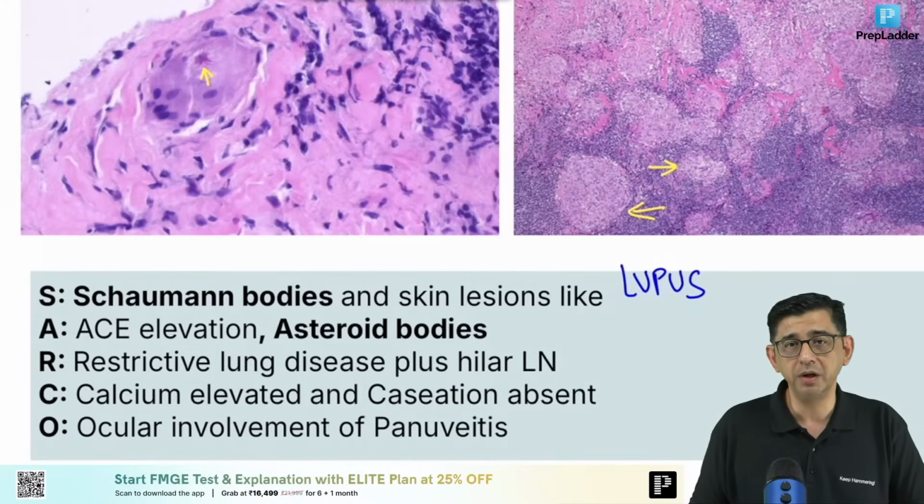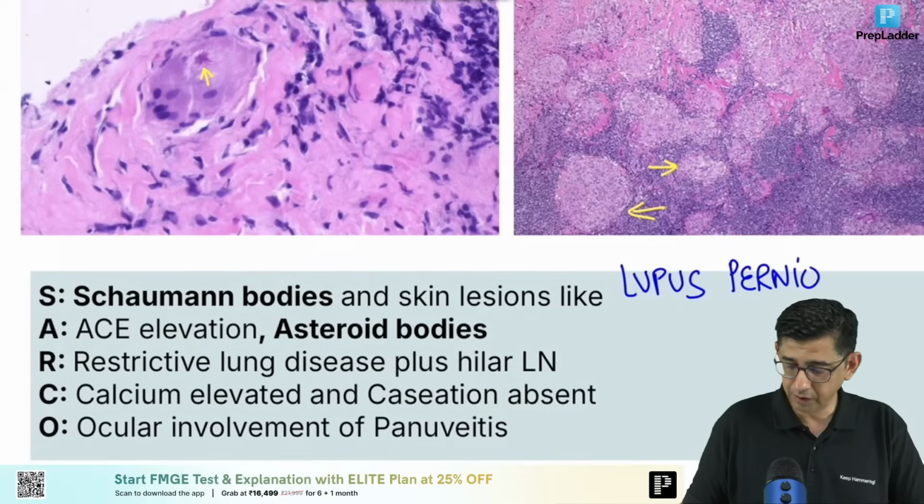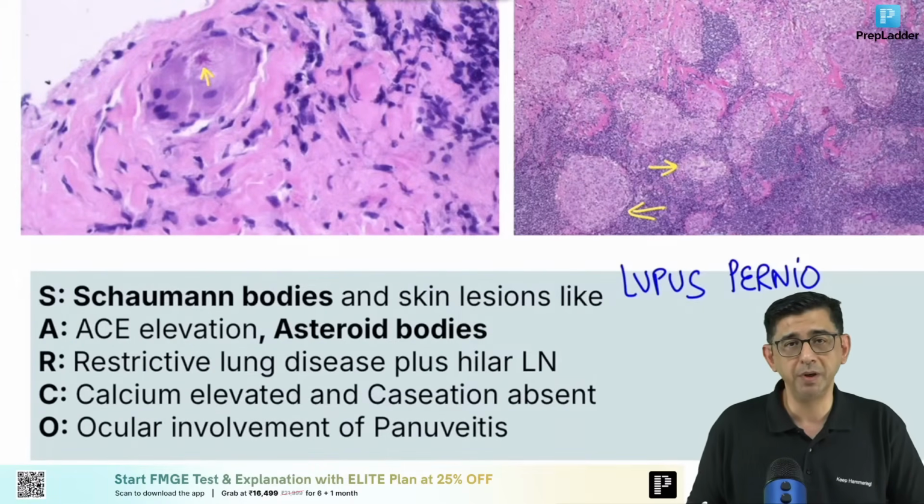There are Schaumann bodies, and there would be skin lesions present. Yes guys, this would be lupus pernio, right? Very good. That is lupus pernio. That would be purple lesions that are present.